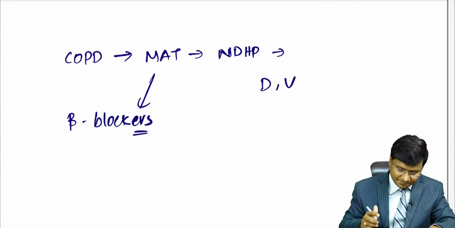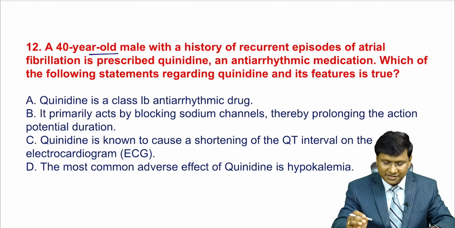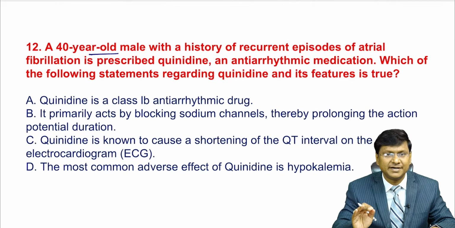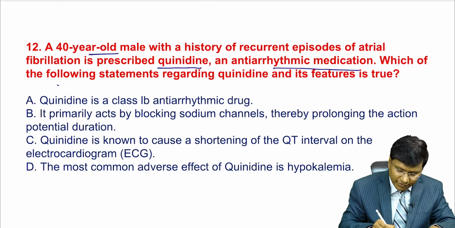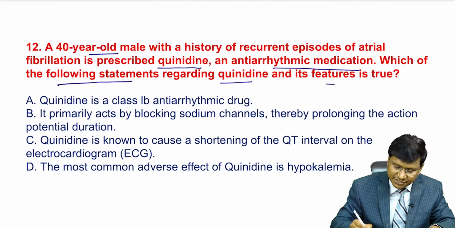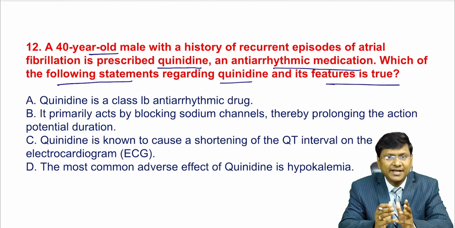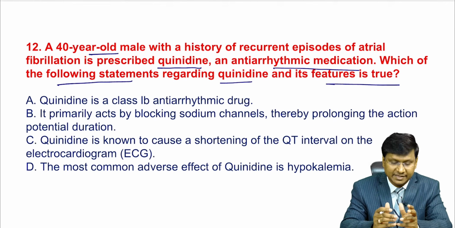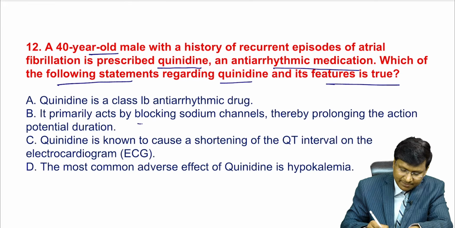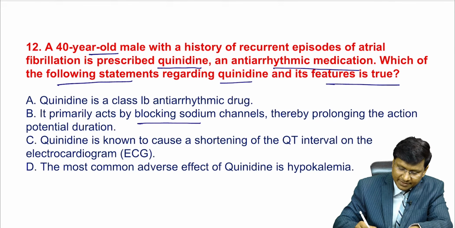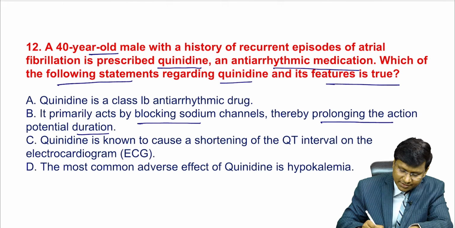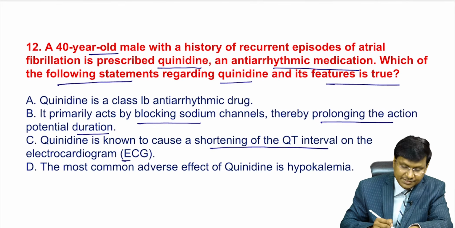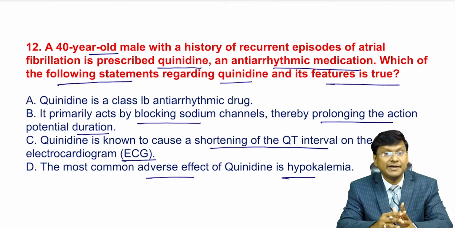Next question. A 40-year-old male with history of recurrent episodes of atrial fibrillation is prescribed Quinidine, an anti-arrhythmic medication. Which of the following statements regarding Quinidine and its features are true? Quinidine is a class 1B anti-arrhythmic drug. It primarily acts by blocking the sodium channels and thereby prolonging the action potential duration. Third, Quinidine is known to cause shortening of the QT interval on the ECG. Fourth, the most common adverse effect of Quinidine is hypokalemia.